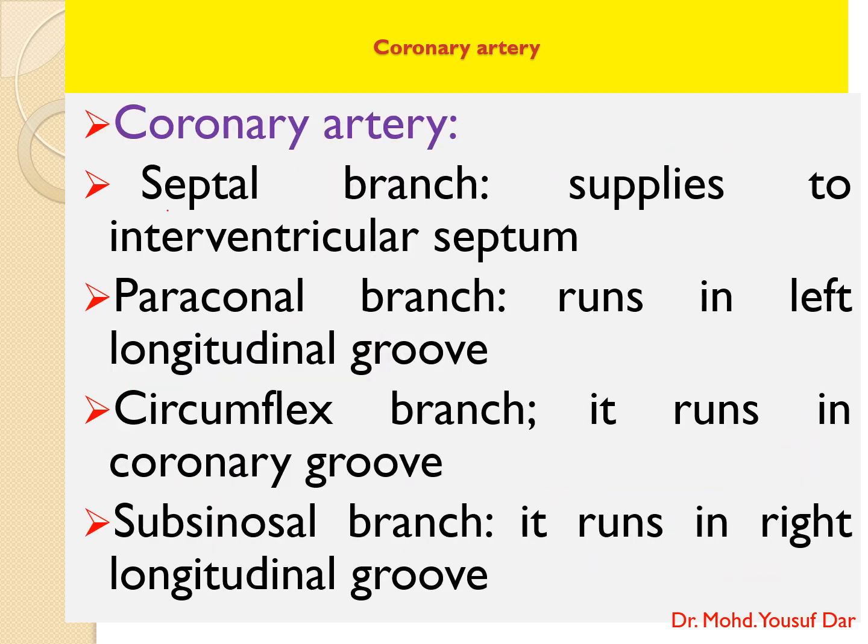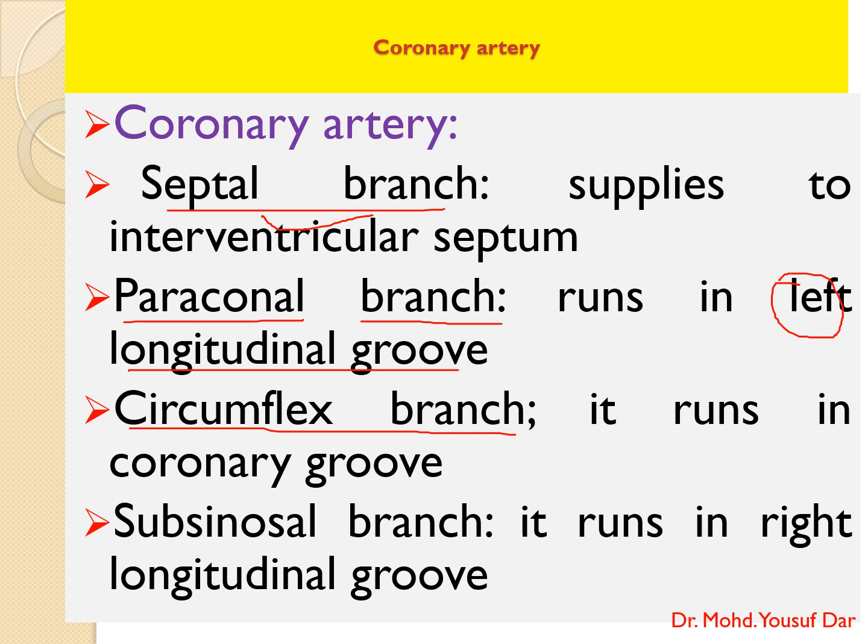The septal branch supplies the interventricular septum. The next branch is the paraconal interventricular branch, which runs in the left longitudinal groove, or the paraconal interventricular groove. The circumflex branch runs in the coronary groove or the transverse groove.